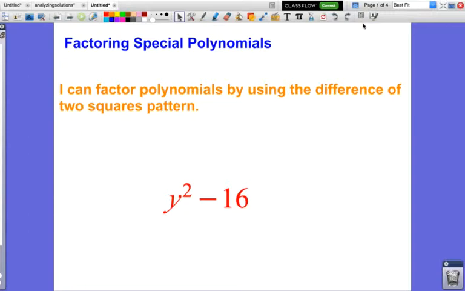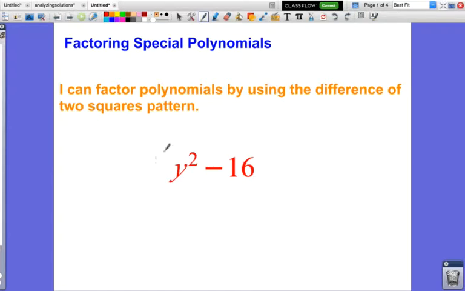This is the video for factoring special cases with polynomials. Specifically, we're going to be using the difference of two squares pattern. Today we're factoring polynomials that look like this one right here, y squared minus 16.